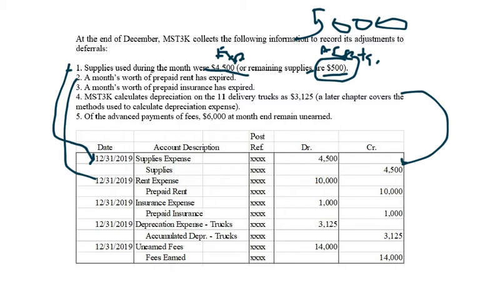So the rent expense debit, prepaid rent credit for 10, and then the other portion is the $1,000 of insurance expense debit, prepaid insurance credit. All right. Now in the case of the fourth one here, they're going to calculate depreciation on the 11 delivery trucks as $3,125. And again, a later chapter covers the methods used to calculate depreciation expense. So for now, you're only going to have to understand the basic debit and credit, which is right here.